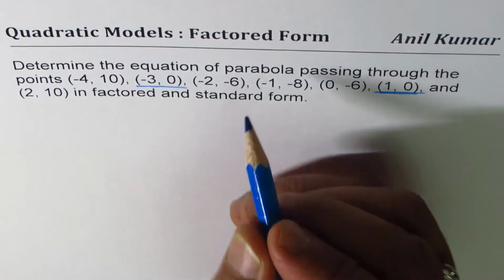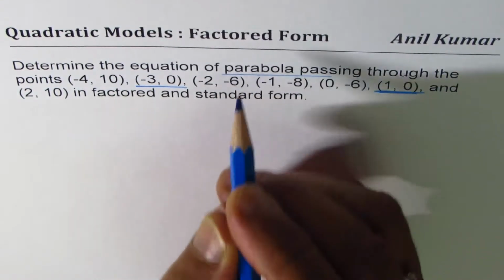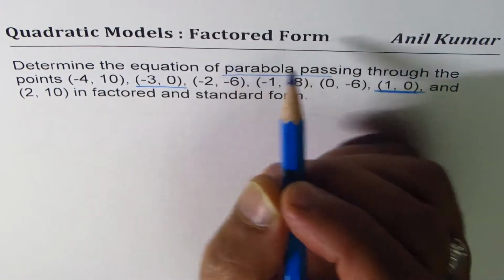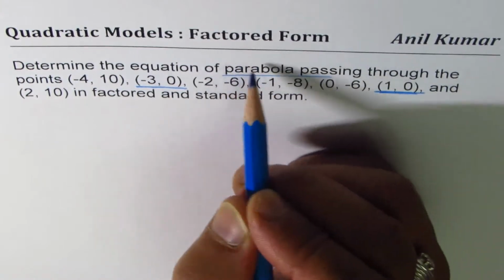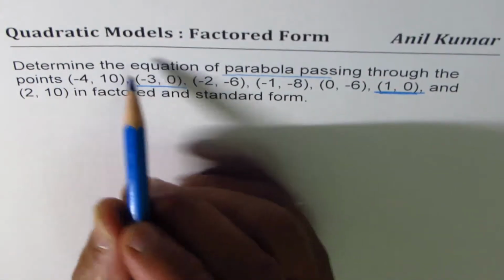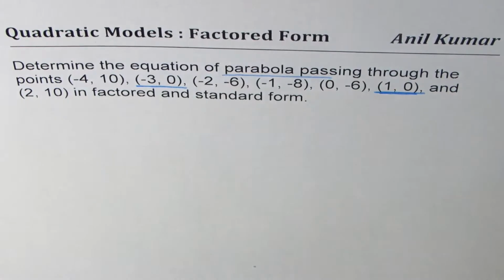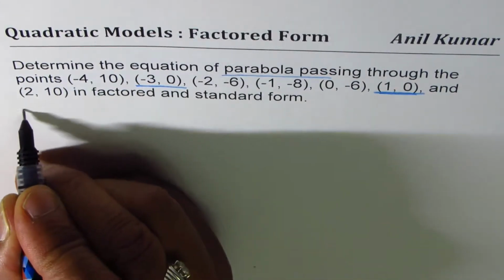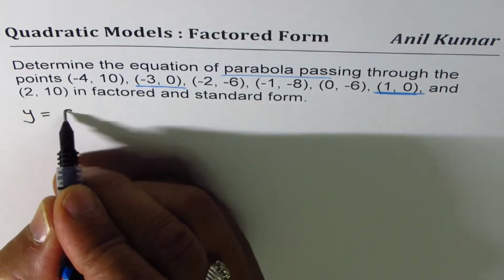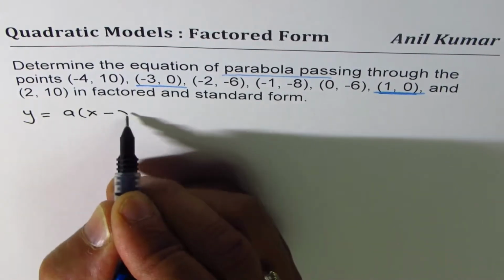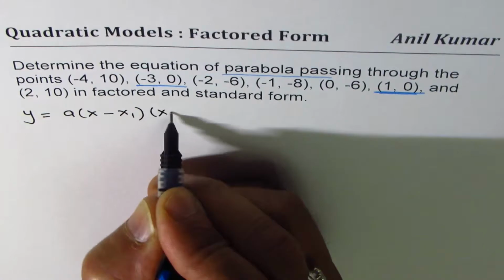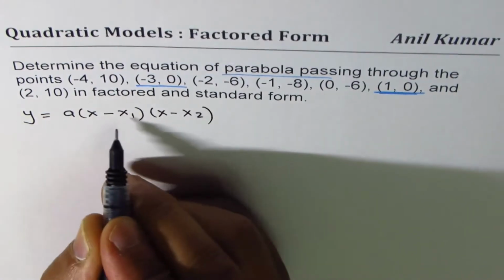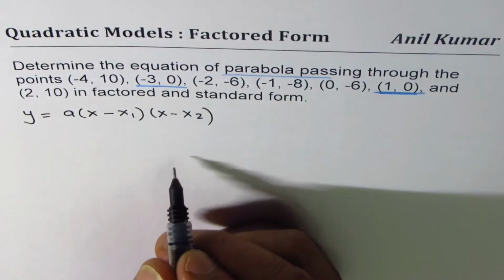let's underline this word. Parabola means that the graph is a kind of curve which could be represented by a quadratic equation, right? So let's write down a general quadratic equation in factored form, which is y equals a times (x minus x1) times (x minus x2), where x1 and x2 are zeros.